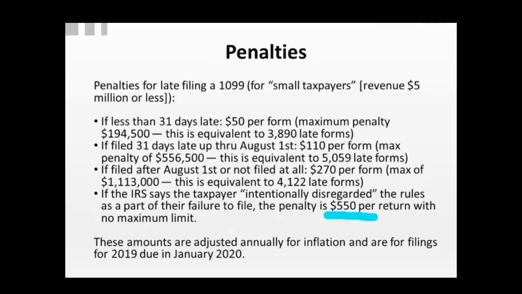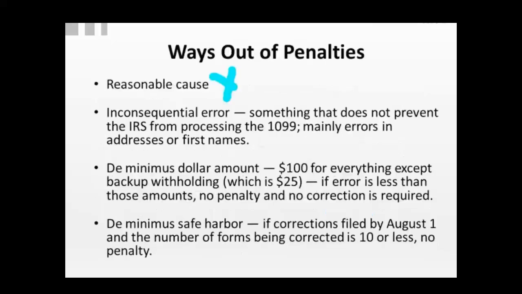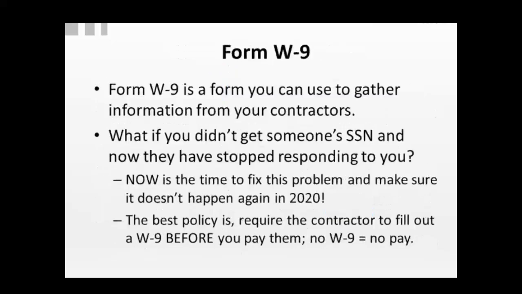So on that one contractor where you're like, oh, I don't feel comfortable asking that contractor for a social security number. Well, you could be getting into intentional disregard territory where you could face a penalty of $1,100 for not sending that contractor a 1099. Why would you want to take on that risk of penalty? Just make it a policy. Everybody has to fill out a W-9 or you don't pay them.